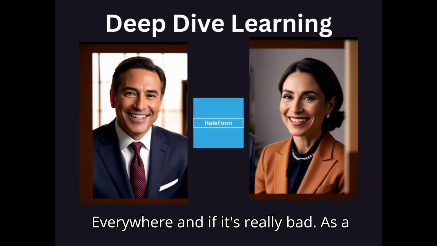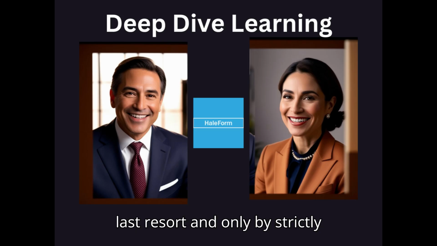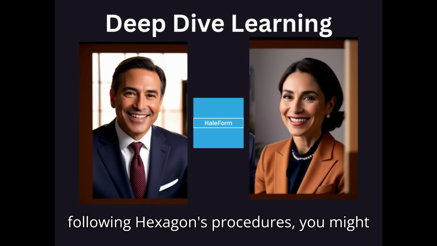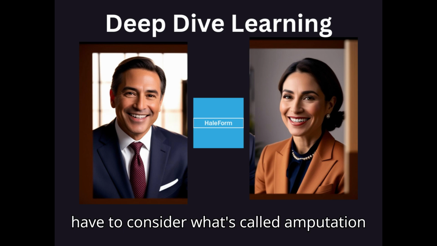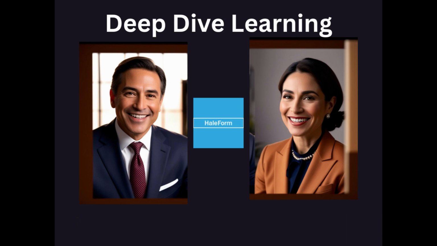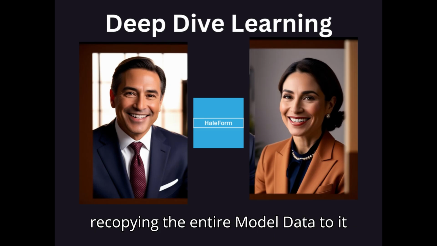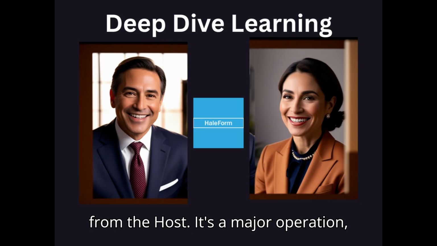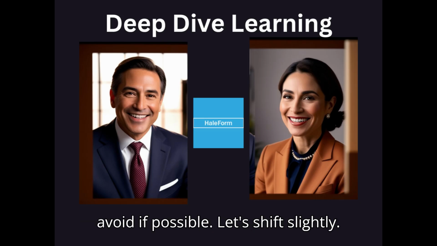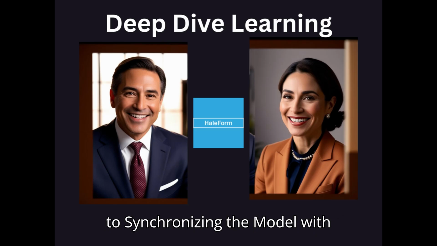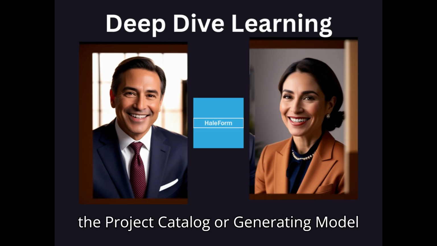And if it's really bad? As a last resort, and only by strictly following Hexagon's procedures, you might have to consider what's called amputation and reduplication. Essentially, disconnecting a problematic satellite, cleaning things up, and then recopying the entire model data to it from the host. It's a major operation, though. Yeah, sounds like something to avoid if possible. Let's shift slightly. What about issues specifically related to synchronizing the model with the project catalog?